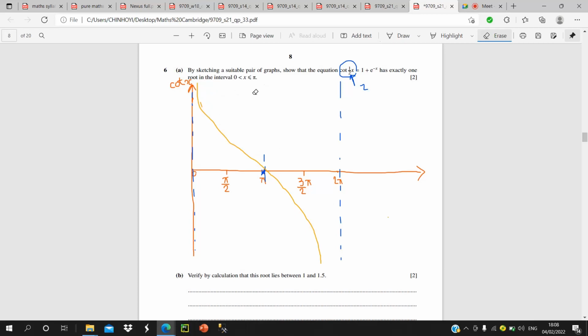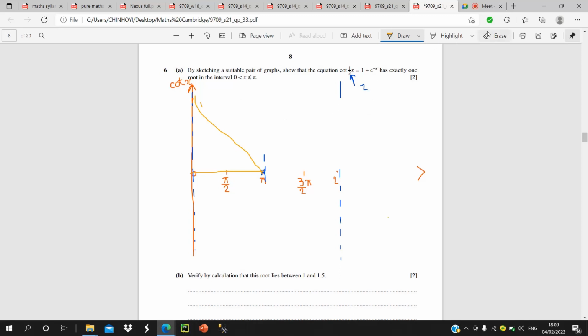But as you can see from the question, they are saying the interval is from 0 to pi, right? Yes. So we are going to remove this part. We are only going to sketch up to this point, so it will be something like this. Yes, it's a curve, it's not a line.